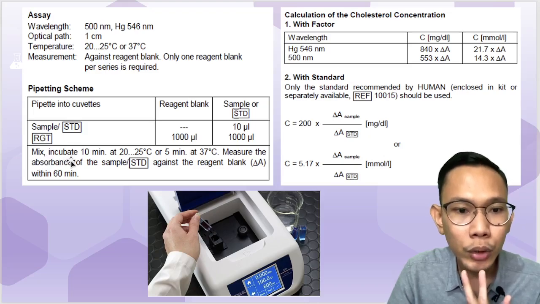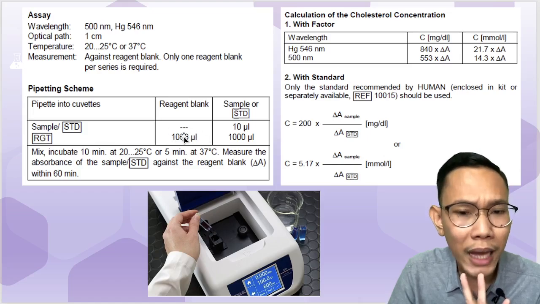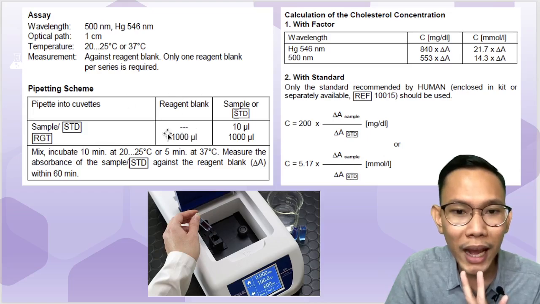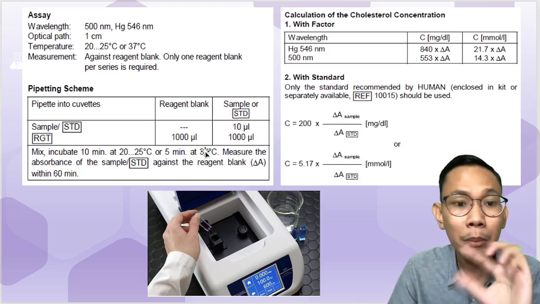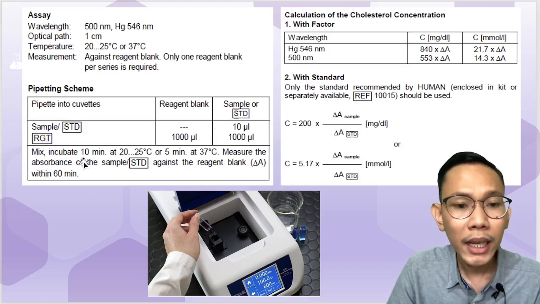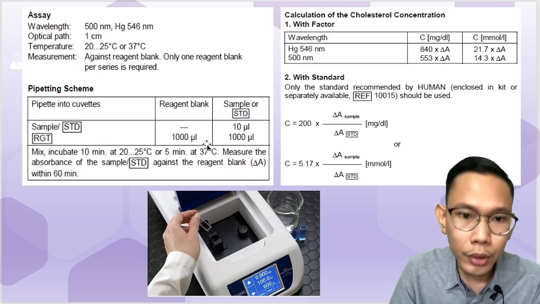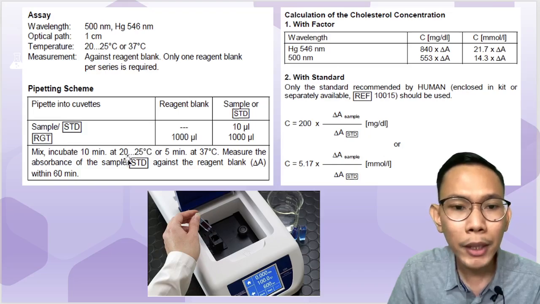You mix, you incubate for 10 minutes. Of course, for the reagent blank, you do not need to do that because there is nothing to mix or incubate, since it's purely reagent. So, what we incubate and mix are your sample and your standard. Make sure the sample and standard are mixed with the reagent. Mix, incubate for 10 minutes at this temperature or 5 minutes at this temperature. If you don't have time, 5 minutes only, at 37 degrees Celsius. But if 10 minutes, it should be 20 to 25.